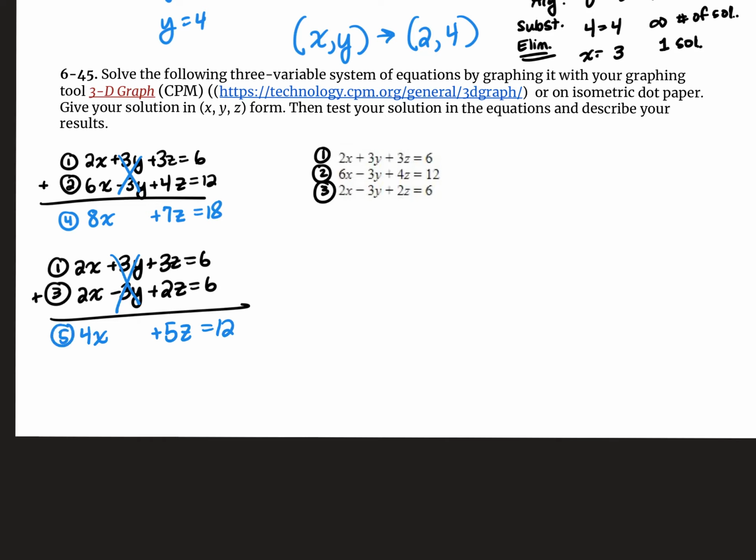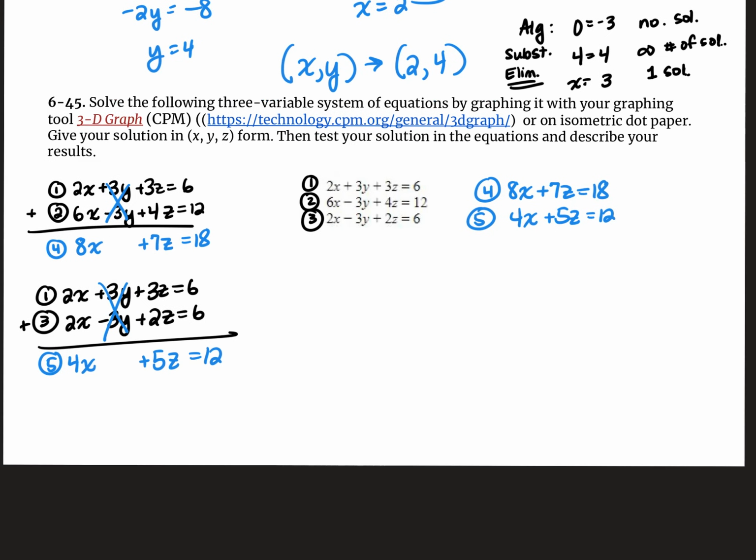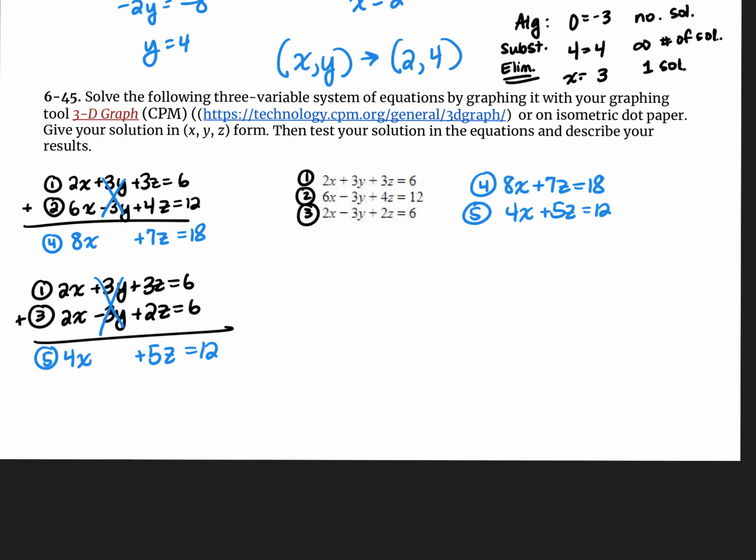So now when I look at equations 4 and 5, I'm just going to write them over here for a second. Really nice thing, right? I've got two equations with the same two variables, x and z. This is just like what we did up here. We had two equations with two variables. We just have to use the strategies that we've been using since Algebra 1.